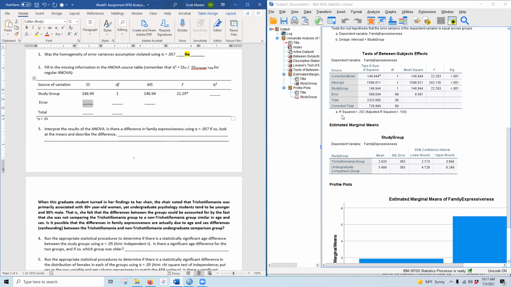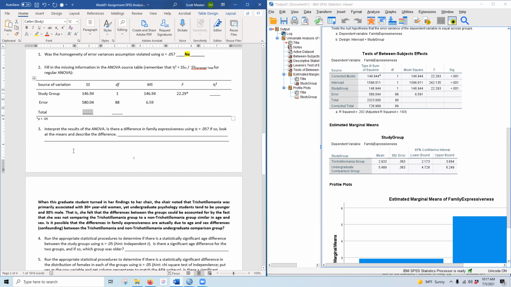And eta squared we'll do in a sec. Let's keep putting all this stuff in here. So error: 580.04, degrees of freedom for error is 88. Our mean square is 6.59. That's sum of squares divided by degrees of freedom. So not the same number, but same process.